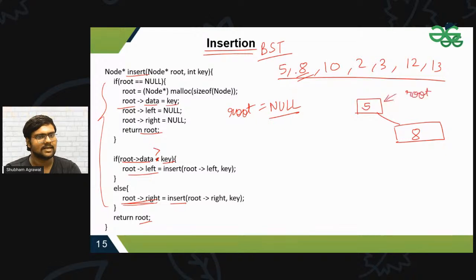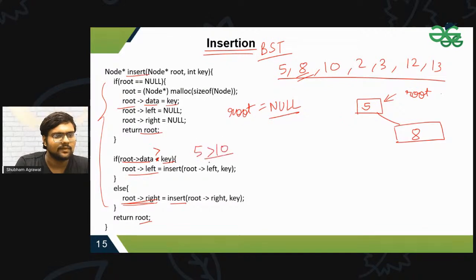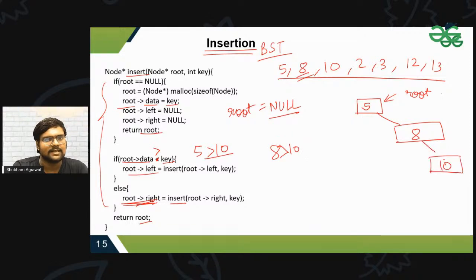Now let's insert 10. When 10 is inserted, root data is 5, and 5 is not greater than 10, so it is false. So we will go to root of right. Again, root of right we have 8. Now 8 is compared with 10, so it is also not greater, so we will go to the right here and 10 will be inserted here.